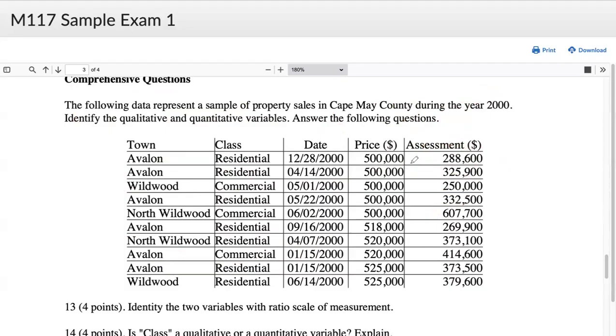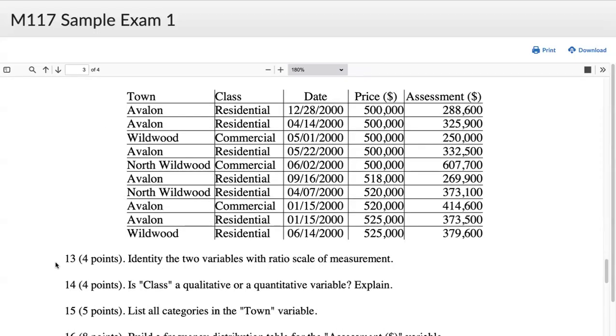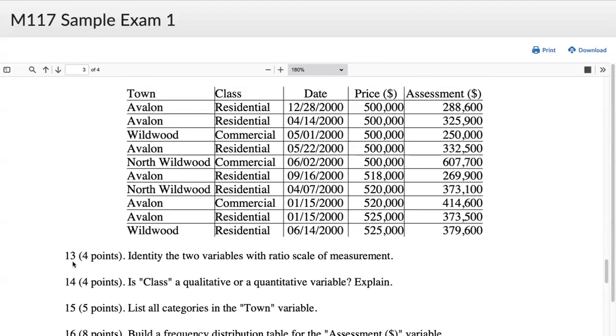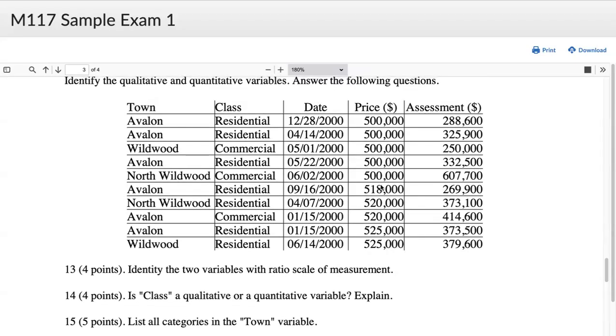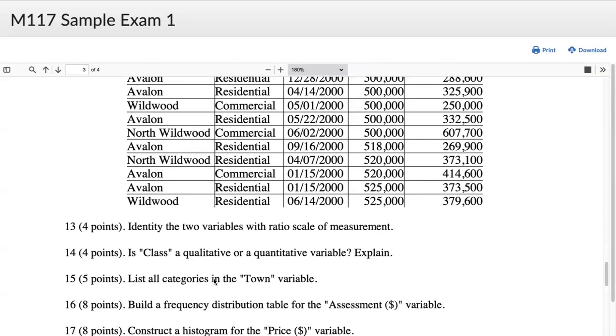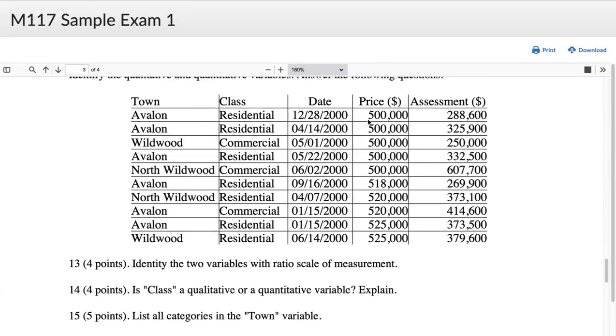We're given this table, right? So, a couple of questions being asked. 13 is asking, identify the two variables with ratio scale of measurement. Well, that can only be price and assessment. This is with money. With money, we can calculate them. We can add them, we can subtract them. In this case, we also can do division, right? So ratio: 500,000 is double 250. We don't have 250 here.